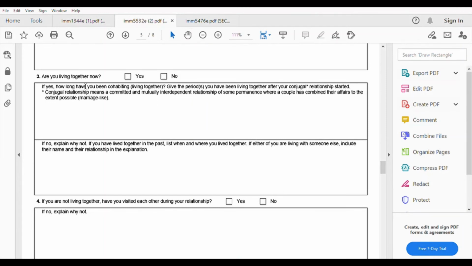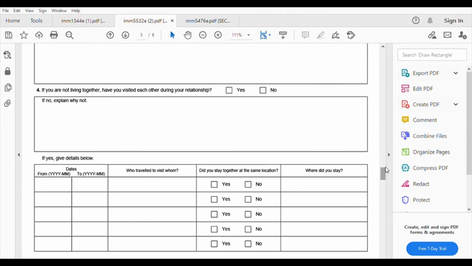If yes, how long have you been living together? So if yes, we have to mention for how long they have been living together, from which date to which date. If no, explain why.